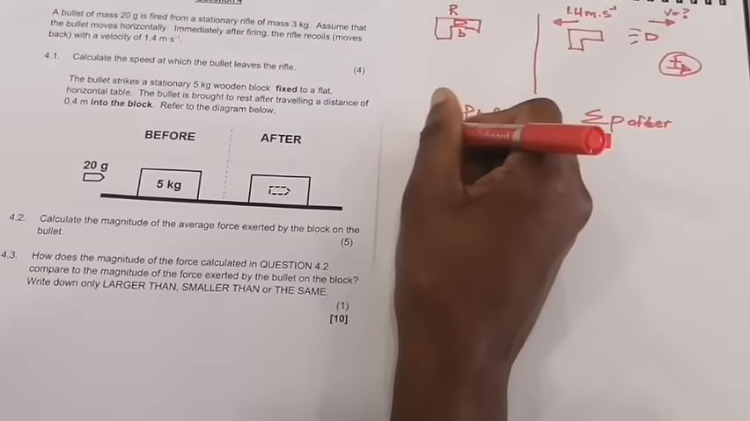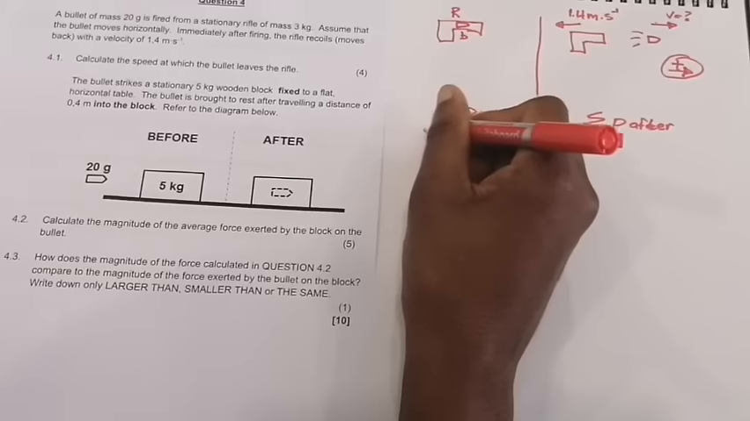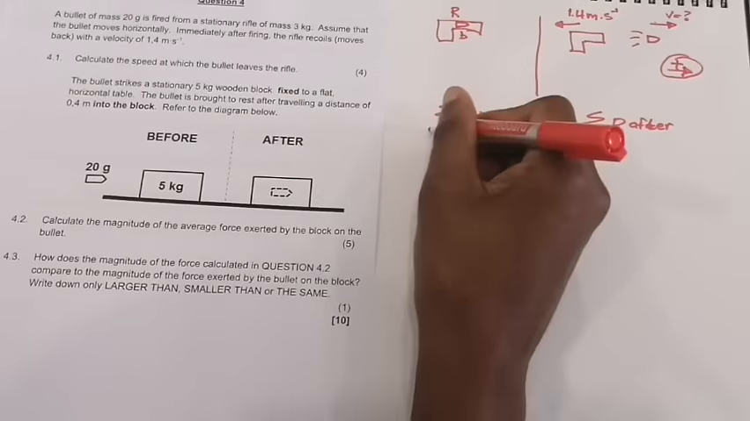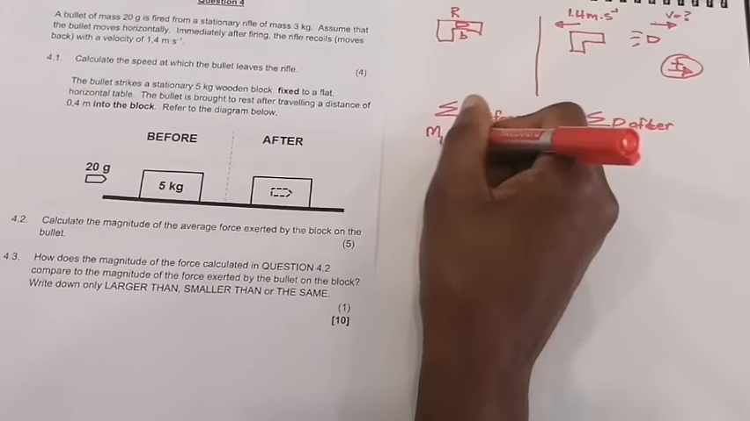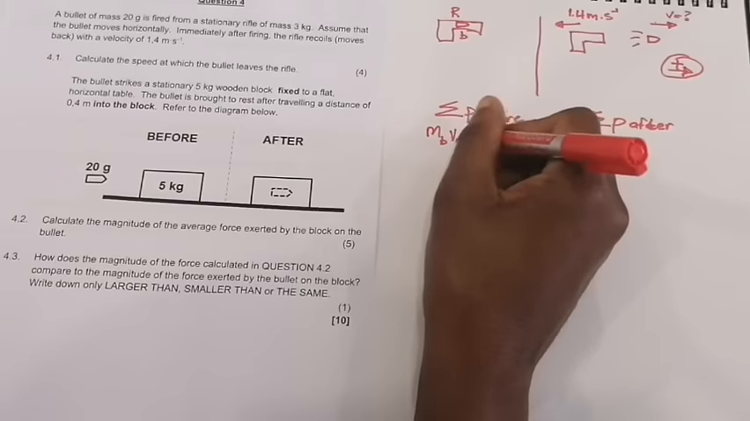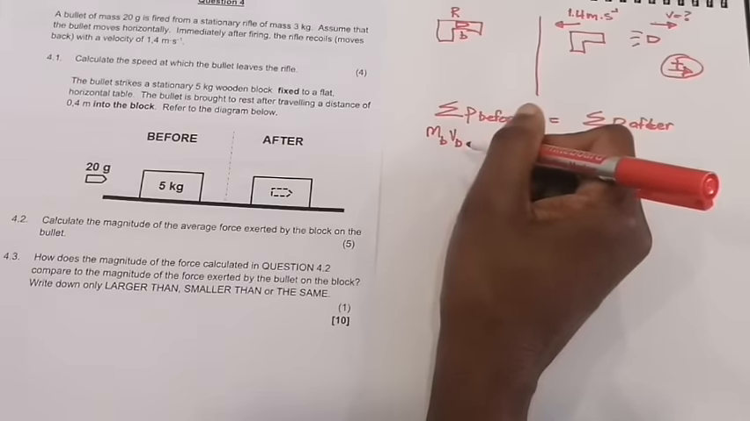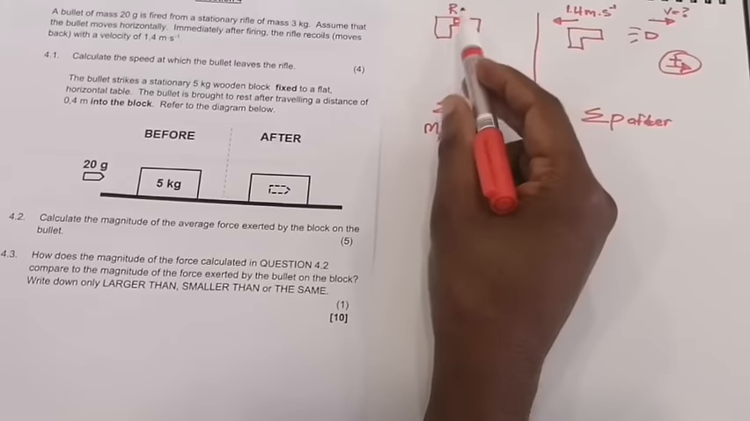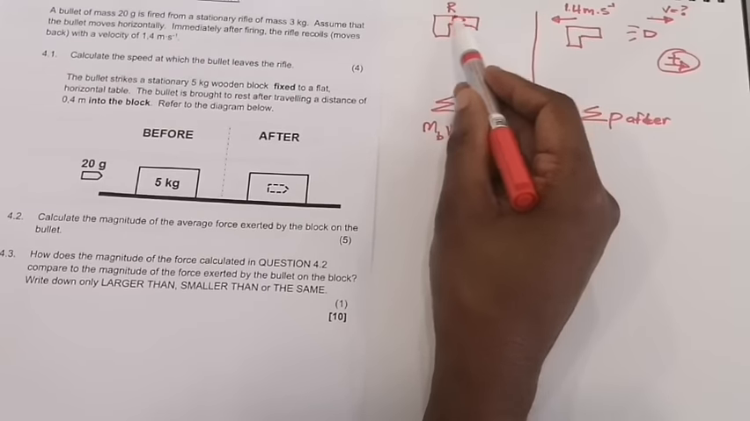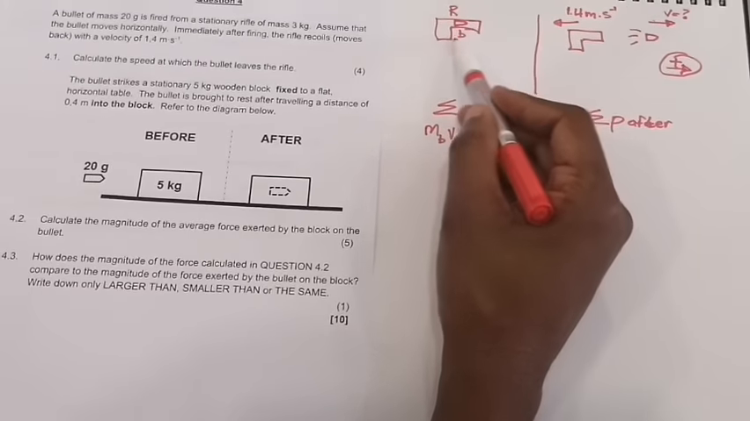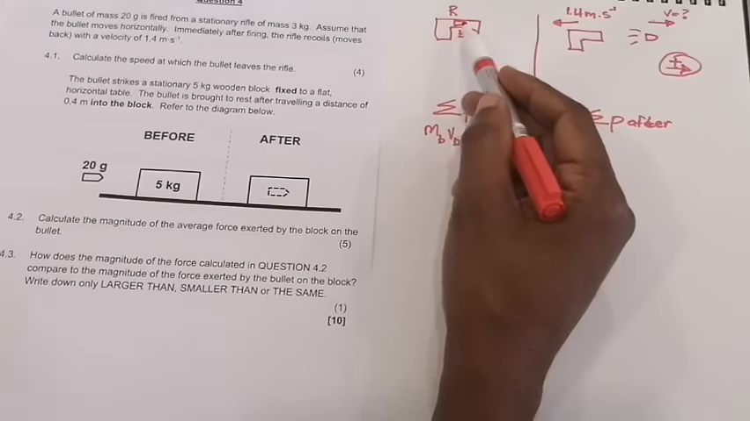Okay, so I'm going to say, well, the momentum of the bullet, velocity of the bullet before collision. Now please, I want you to note something very important here. Before collision, what happened? They were actually locked together. They were actually one system together.